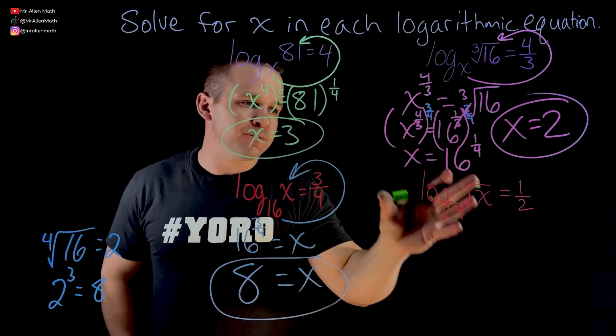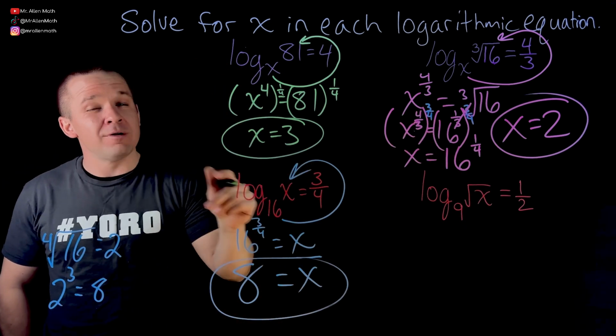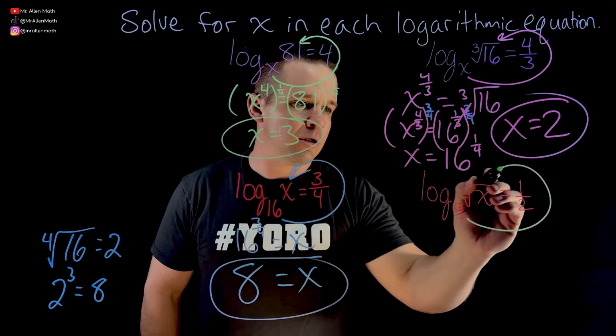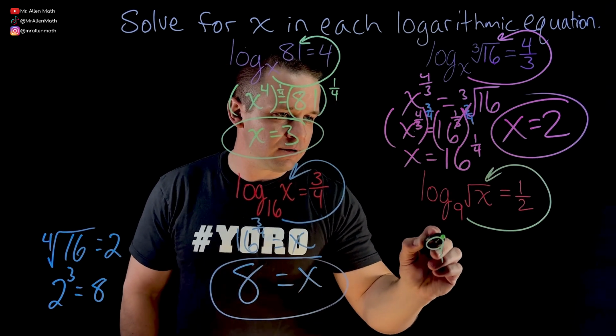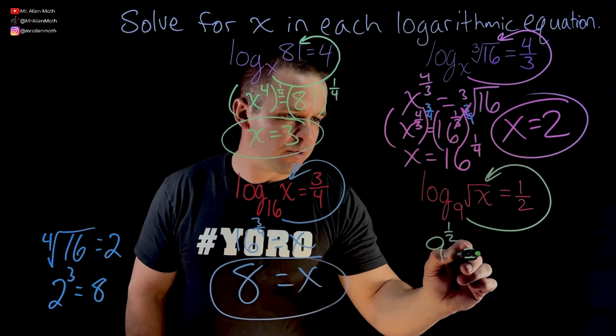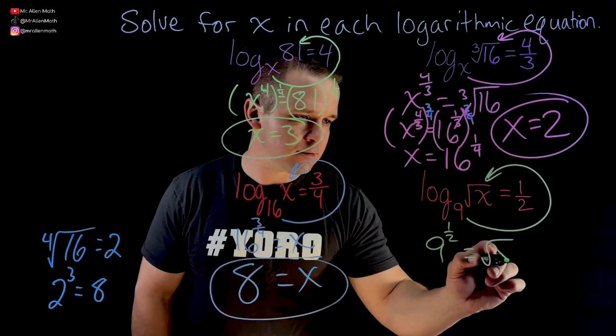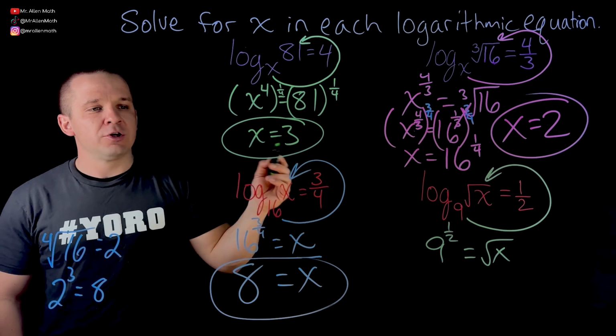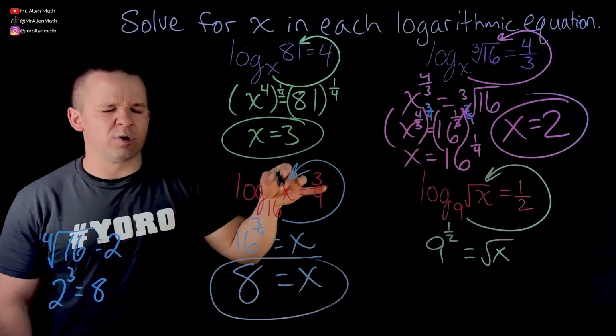All right, last one here. Oh boy, we got a square root. Perhaps we're going to rewrite that as a rational exponent in a little bit here. But let's loop and swoop it. I got 9 to the 1/2 equals the square root of x. Well, we did say square root is the same as raising to 1/2. Cube root is the same as raising to the 1/3, so on and so forth.